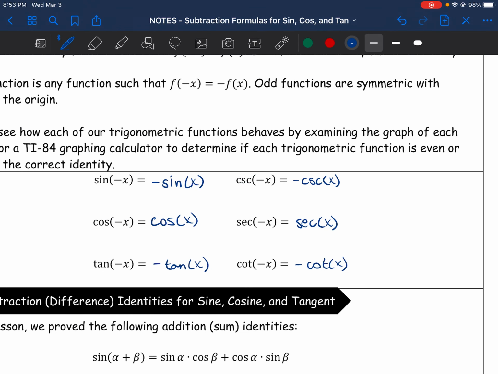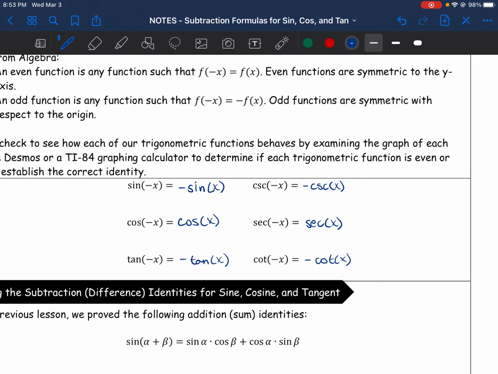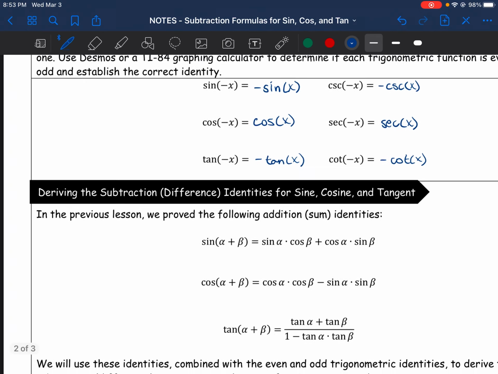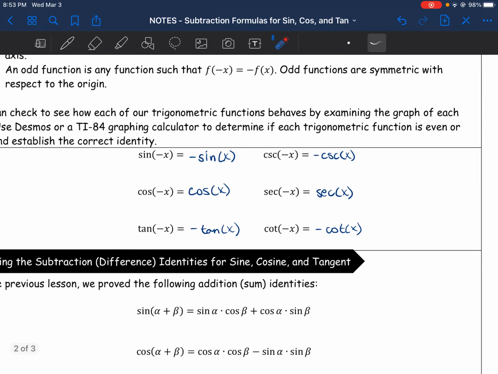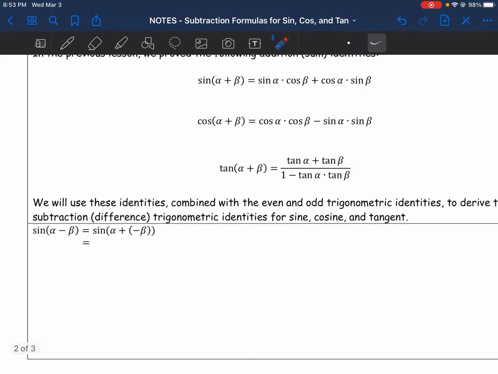Okay, so we call these the even and odd trig identities. And what we're going to do is use these even and odd trig identities, and they're actually going to help us derive the subtraction or difference identities for sine, cosine, and tangent. It's going to be pretty neat. Okay, so this is going to be our next part here. We've already learned in the previous lesson, we proved each one of the sum formulas for sine, cosine, and tangent. What we now want to do is use these sum formulas in combination with the even and odd identities to derive the difference formulas.